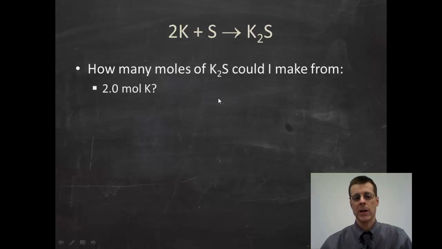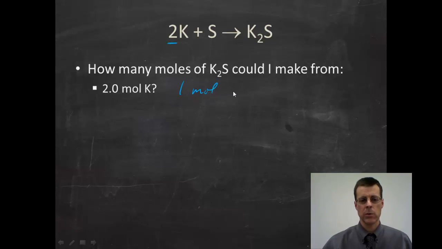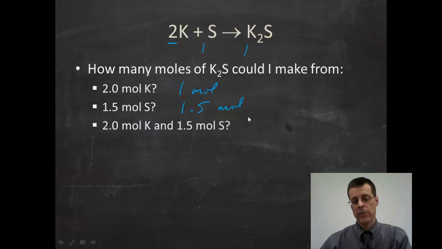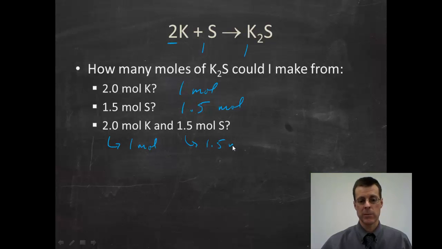And what if I had 2 moles of potassium? I'll work this one together. 2 moles of potassium can make 1 mole of product, so 1 mole. What if I had 1.5 moles of sulfur? Well, this is 1 makes 1, so 1.5 would make 1.5 moles of product. If I put them together at the same time, I can make as many as 1 from potassium. I can make as many as 1.5 with the sulfur.